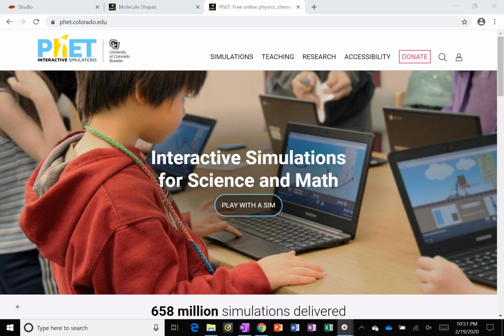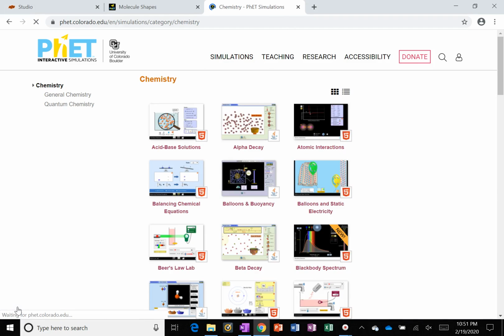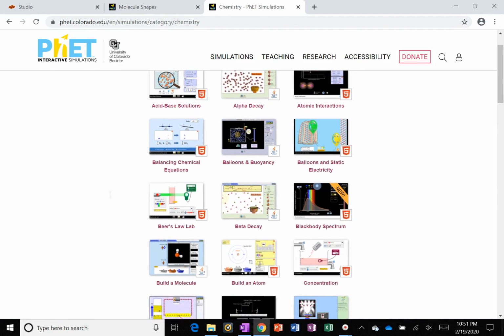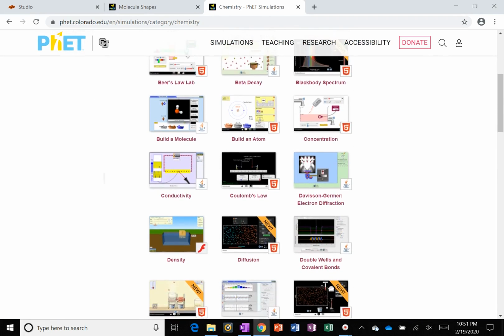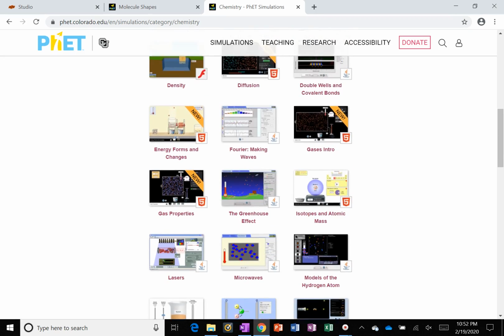I wanted to show you a website that you can go to in the absence of having the models with you to work with. There's a website where there's some simulations and some examples of shapes of molecules. So you can type in phet.colorado.edu. It'll get you to this website. And if you click on simulations and you go down to chemistry, right here, there are a bunch of different chemistry simulations that you can go through, and I'll reference this as we get further along in the semester, but I just want to preview this to you right now.